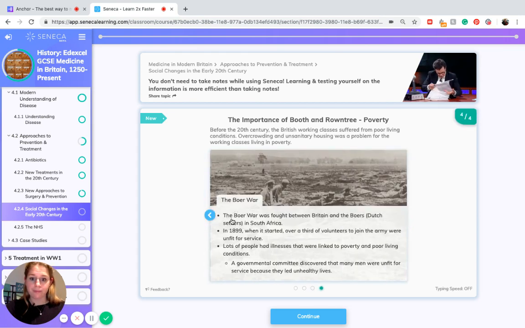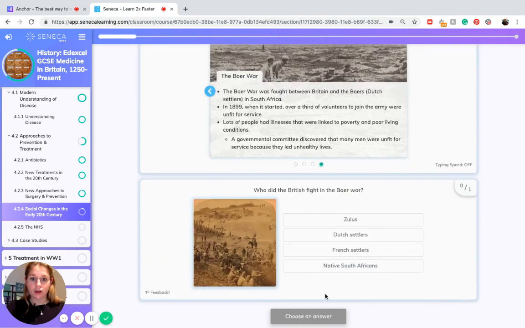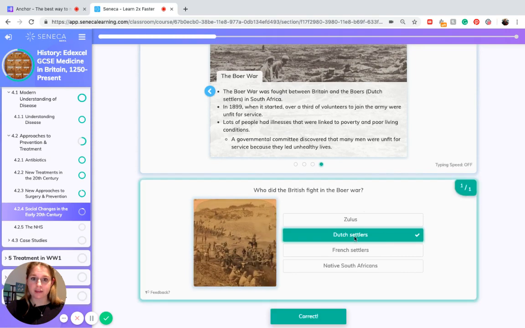The Boer War. The Boer War was fought between Britain and the Boers, the Dutch settlers in South Africa. In 1899, when it started, over a third of volunteers who joined the army were unfit for service. Lots of people had illnesses that were linked to poverty and poor living conditions. A governmental committee discovered that many men were unfit for service because they led unhealthy lives. So who did the British fight in the Boer War? These were the Dutch settlers who were found in South Africa.